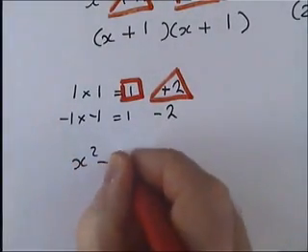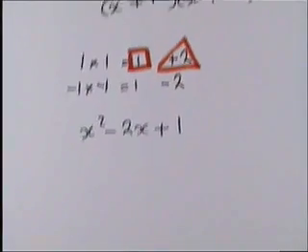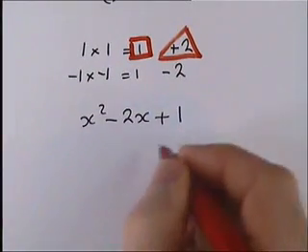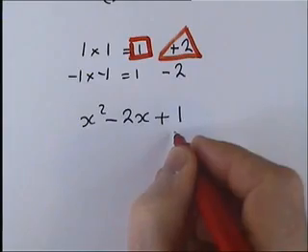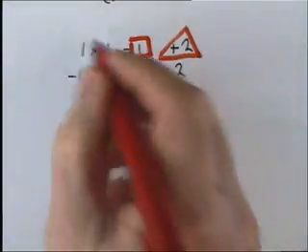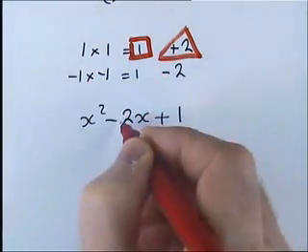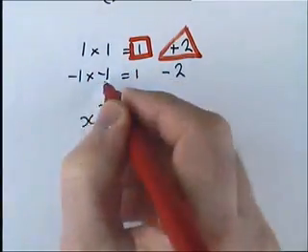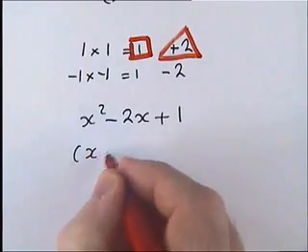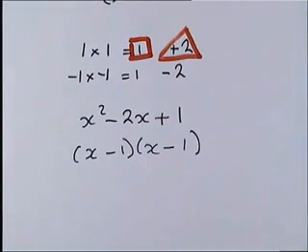So if we had this example, we're looking for two numbers that multiply together to make 1 and add together to make negative 2. Well, we've got the answer above here, look. The answer is negative 2 for the adding and 1 for the multiplying, and that's going to be x minus 1, x minus 1.